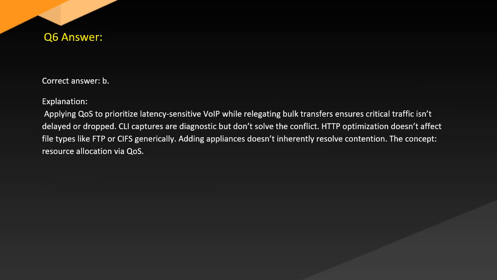Answer. Correct answer: B. Explanation. Applying COS to prioritize latency-sensitive VoIP while relegating bulk transfers ensures critical traffic isn't delayed or dropped. CLI captures are diagnostic but don't solve the conflict. HEP optimization doesn't affect file types like FTP or SYS generically. Adding appliances doesn't inherently resolve contention. The concept: resource allocation via COS.